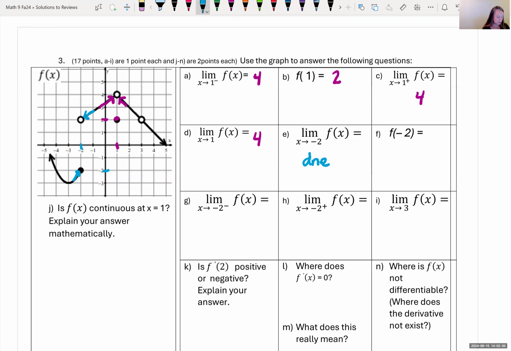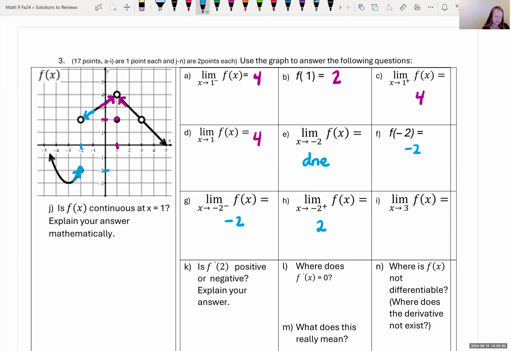F of -2, I notice I have a solid circle right here at -2, -2. So f of -2 is -2. If I look at the limit as x is approaching -2 on the left-hand side, we saw that that was getting closer and closer to y equals -2. Approaching x equals -2 on the right-hand side, I see that the y value I'm getting closer and closer to is 2.